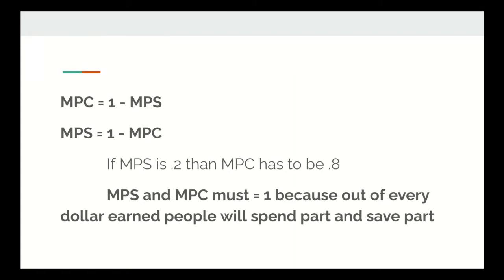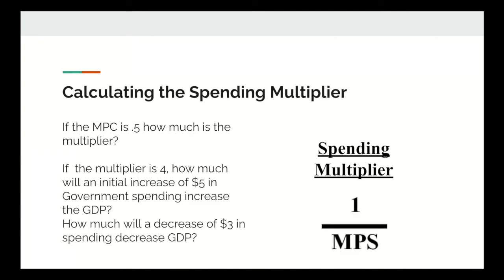So think about it like this. If MPS is 0.2, people are saving 20% of every dollar they earn. That means the MPC has to be 0.8. They're spending 80% of every dollar they earn. Because if you save part of your money, the only other thing you could do with it is spend it. MPS and MPC must equal 1 because out of every dollar that people earn, they're going to spend part of it and save part of it.